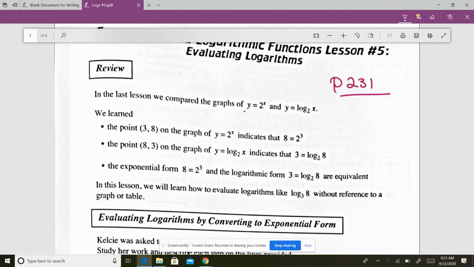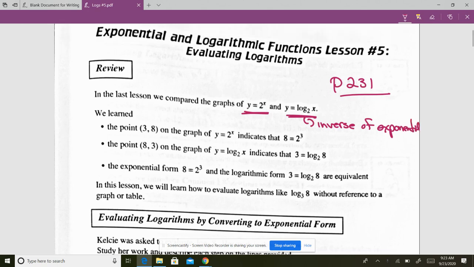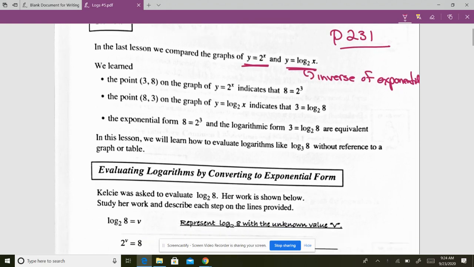So the exponential function and the log function are inverses of each other, right? That's the definition of a log function. This is the inverse of the exponential. So yesterday we just did converting back and forth. Today we're going to look at actually evaluating these.